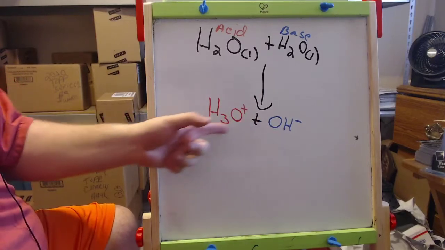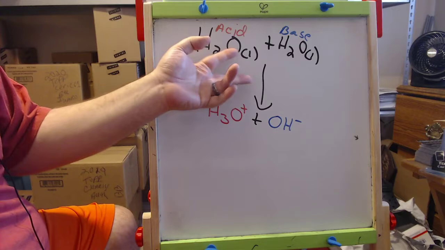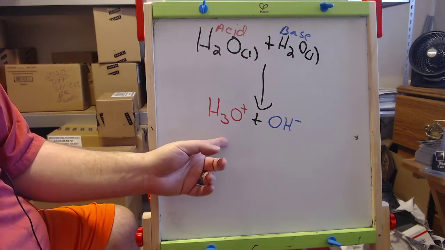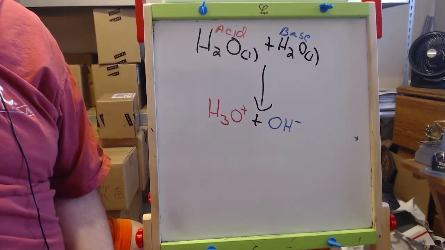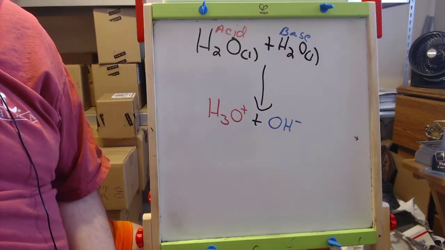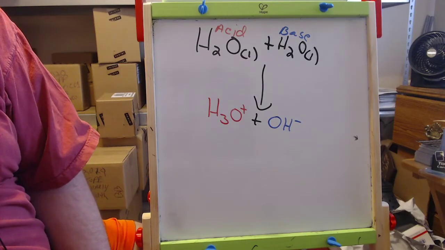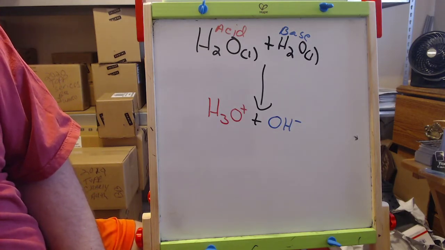How much of this I create is all dependent on what I'm reacting with the water. In our case, we're reacting just water with water, and we get out some hydronium, a very small amount, and a very small amount of hydroxide. So inside your beaker or glass of water right now exists some hydroxide and some hydronium.